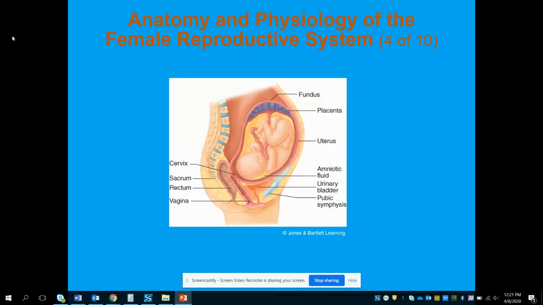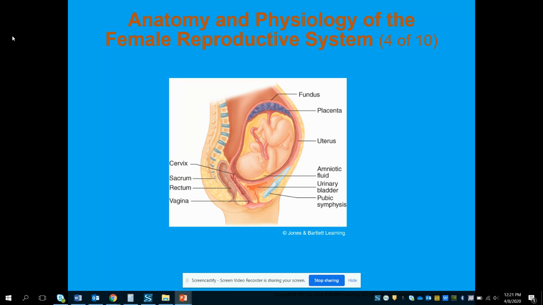So this is a picture here, and obviously this is an impregnated uterus. So you have a fairly large, almost close to full term fetus that is inside of that uterus. So the uterus is quite large. When it's not pregnant, it does look a lot different. That uterus is actually pretty small, but because it's a muscle, it can grow and expand and make more room as the baby continues to grow.